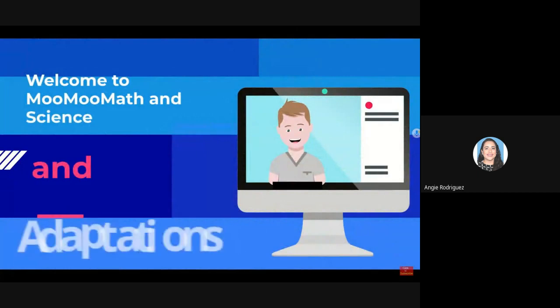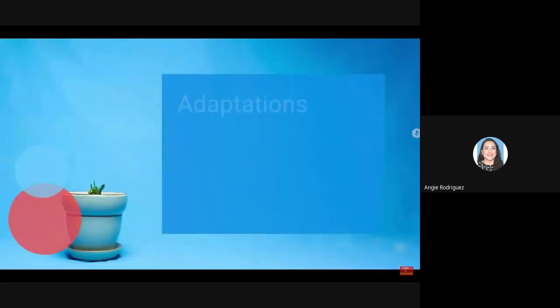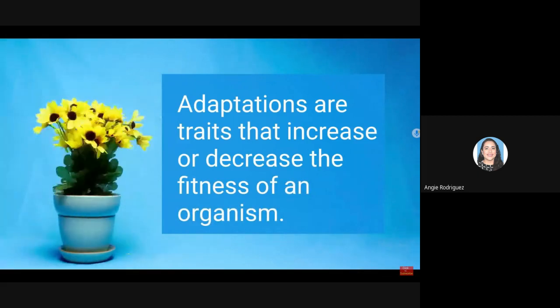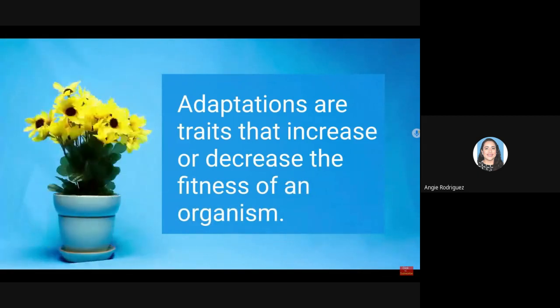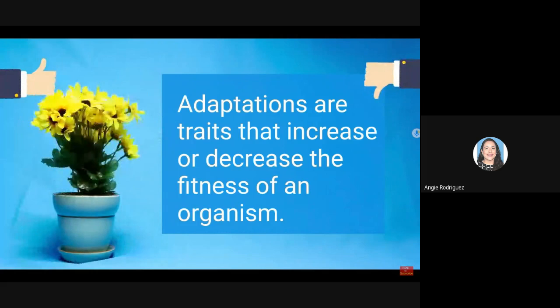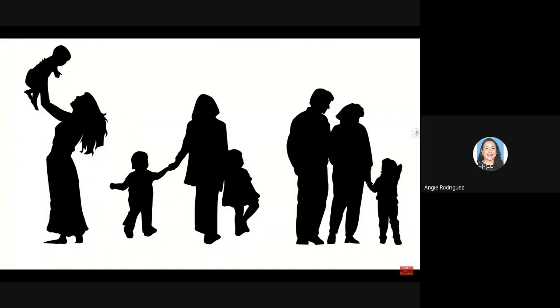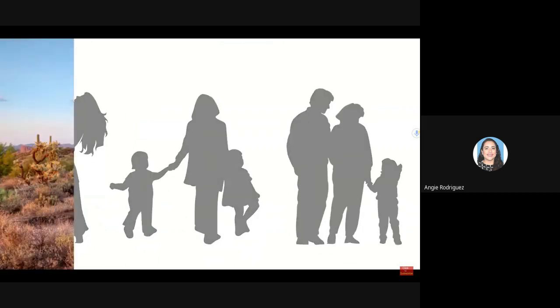Welcome to Moo Moo Math and Science and Adaptations. Adaptations are traits that increase or decrease the fitness of an organism. In other words, adaptations help or hinder the ability of an organism to survive. Adaptations are genetically controlled and therefore can be passed on to successive generations. Let's take a look at some examples of adaptations from different types of organisms.